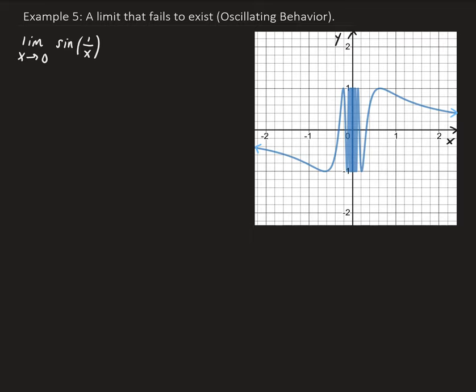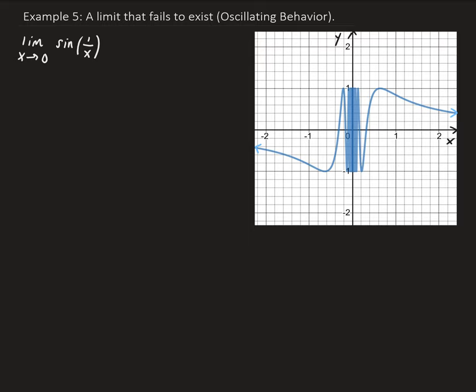In this example, we're going to look at the limit of sine of 1 over x as x approaches 0. The interesting thing about this function is that if you try to graph it on your calculator, in particular the TI-83 or 84, it's not going to give you an accurate graph. The graph looks like the one you see in the image to the right. You can see some oscillations going on here.